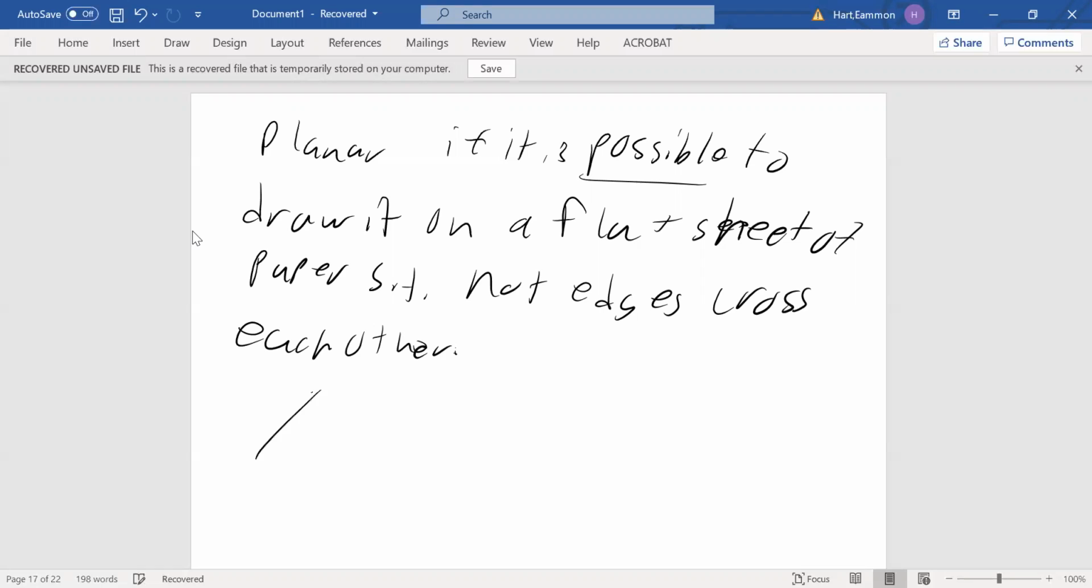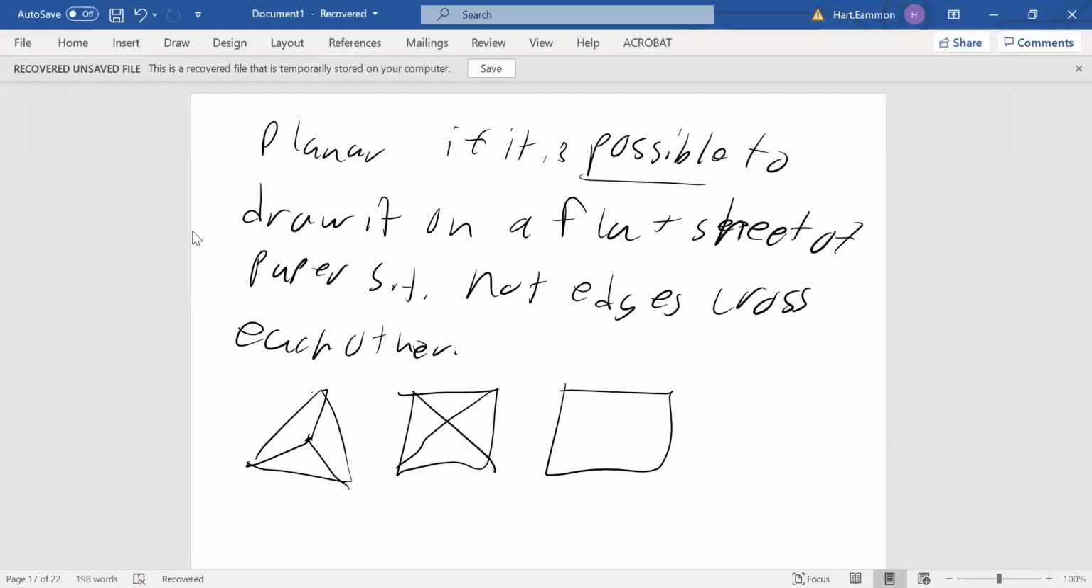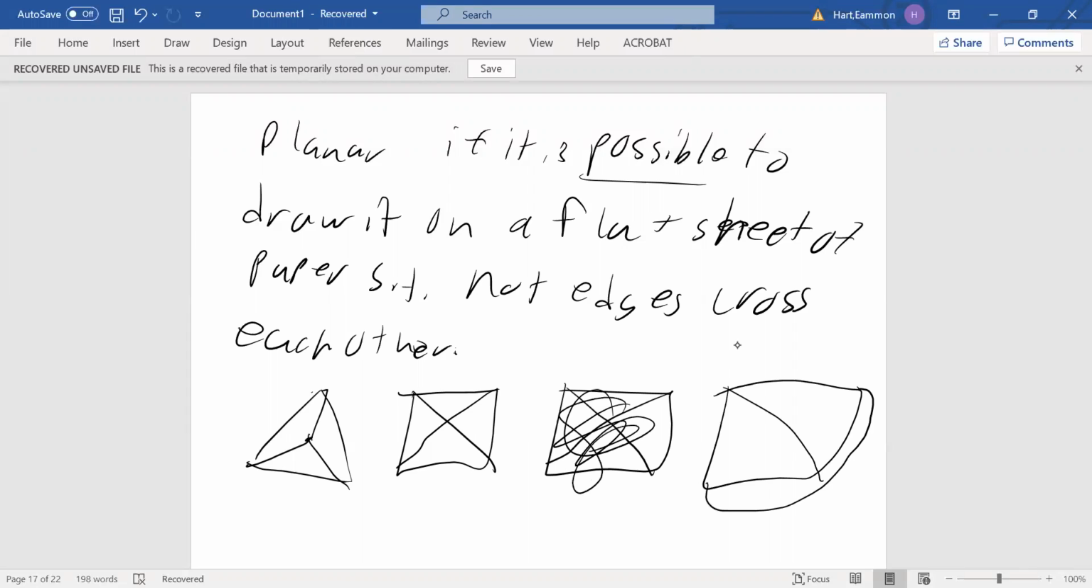If you guys remember, we have two different ways of drawing K4. Actually, we have more than that. There's no reason that we have to restrict our edges to being straight lines. I can connect them like this as well. So this one is a planar drawing, this one is a planar drawing, this one is not a planar drawing, but K4 is a planar graph because it's possible to draw it on a flat sheet of paper such that no edges cross each other.